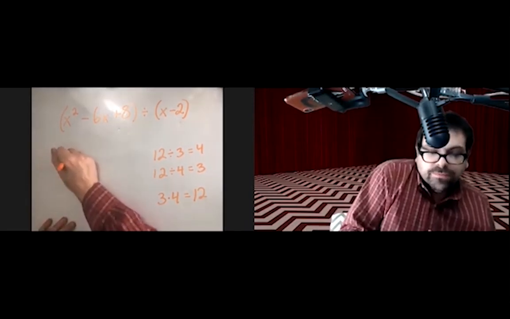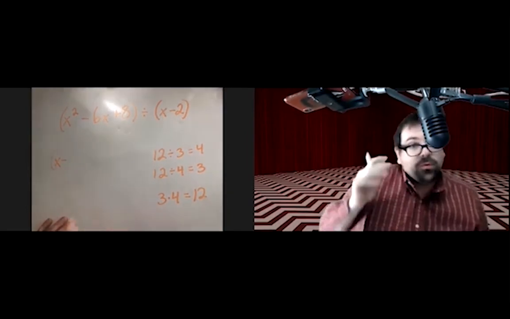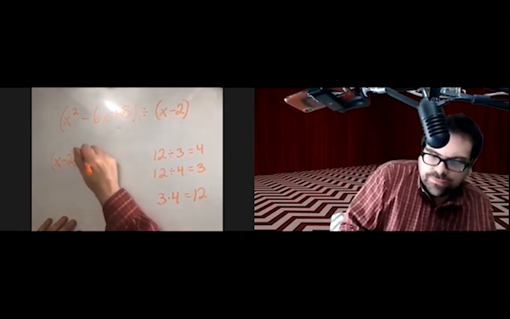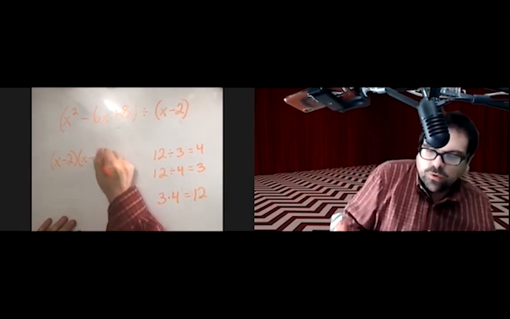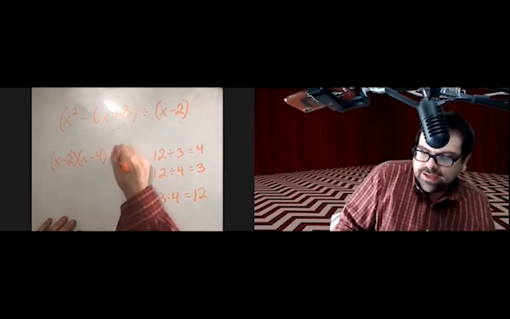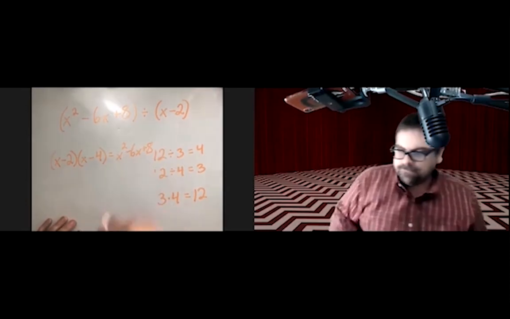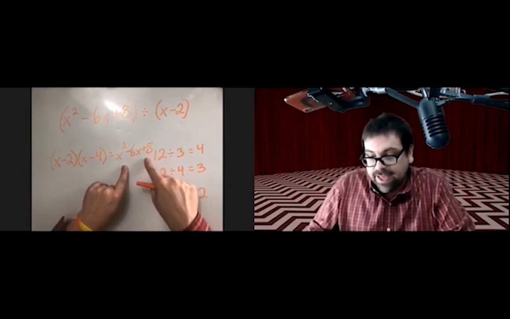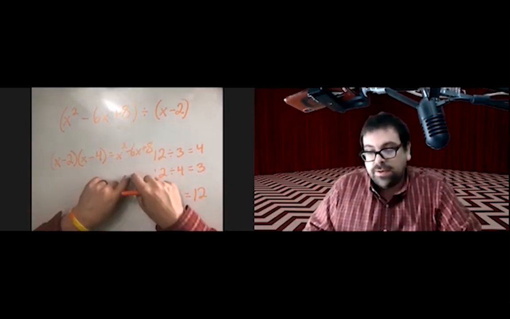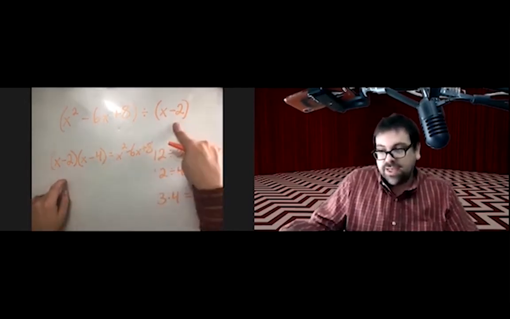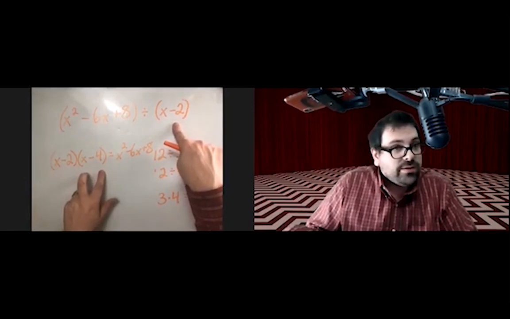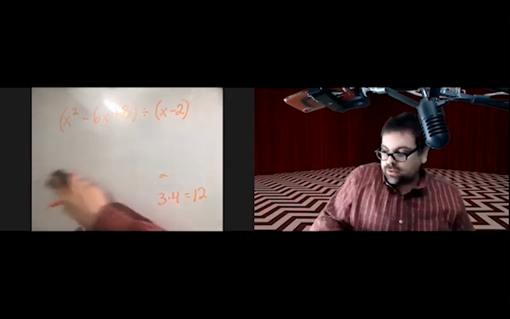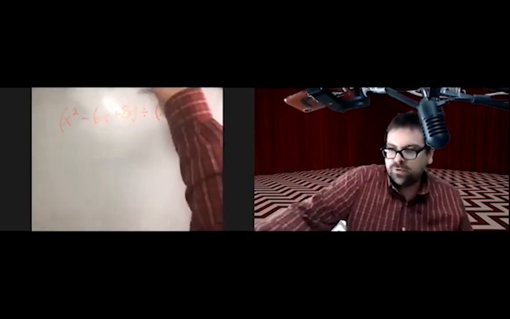Now, we know from our work with factoring that x minus 2 times x minus 4 would be x squared minus 6x plus 8. So this logic means that if we take the x squared minus 6x plus 8 and we divide by one of these factors, x minus 2, we would get the other one, x minus 4. So I'm expecting to get an answer of x minus 4 when we do the division.